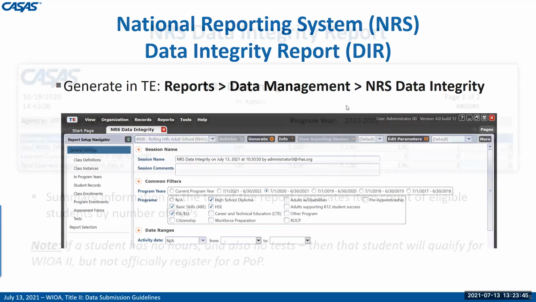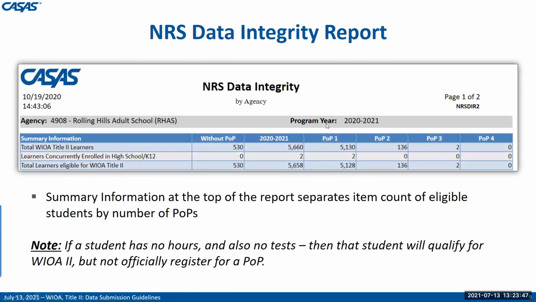This is for you to verify before sending the data. Make sure that you run the report and look at your numbers. The summary information that will appear on the top will tell you how many students you have, how many WIOA learners are eligible, and how many total learners you have. Some may be concurrent, so if that's the case, it will be shown here in the summary table.